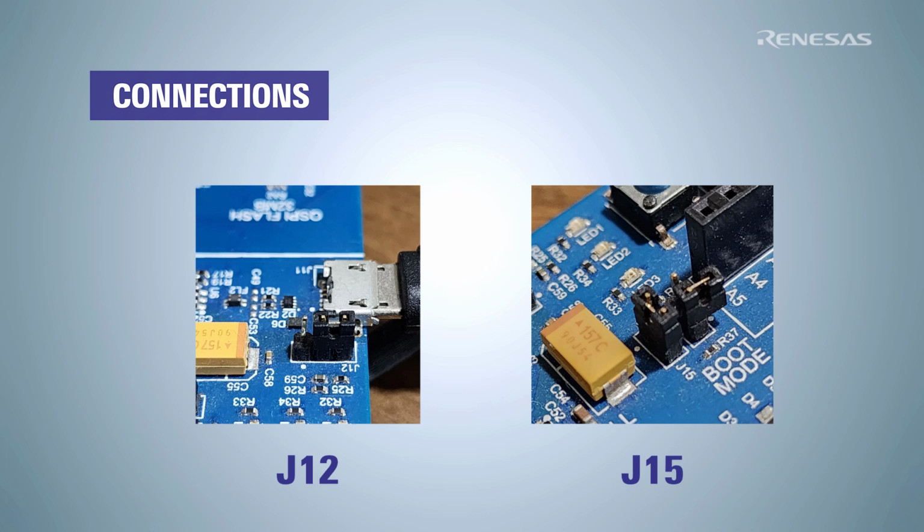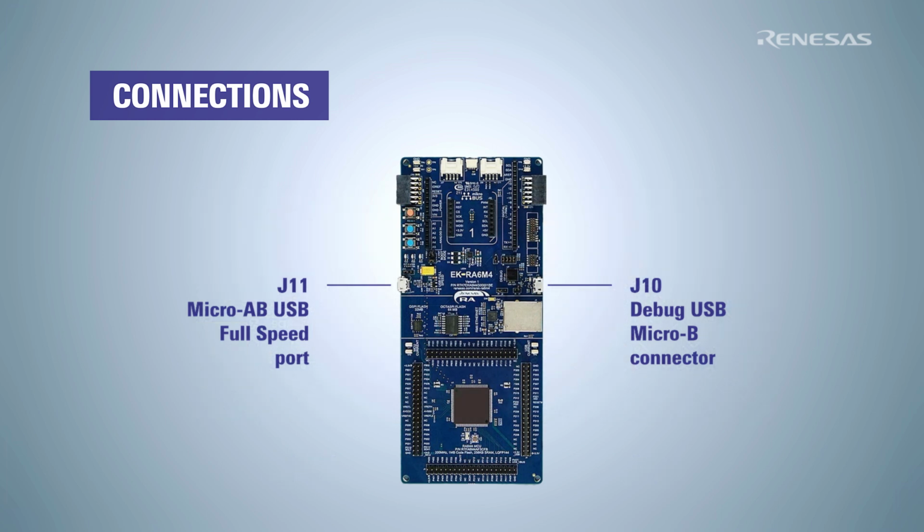Next, let's place jumper J12. Ensure that jumper J12 is connected to pins 2 and 3. Finally, connect the jumper pins for J15. Take note that the USB cable on J10 is supplying power to the board, so it is essential to keep it connected while running the demonstration project.